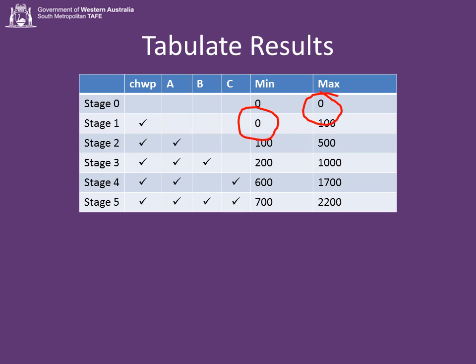Sometimes there's no overlap, such as here or here. I need to fix that. To fix it, I add 20-ish% to the maximum of the lower stage. In this case, I changed stage 0 max from 0 to 20. And I changed stage 1 max from 100 to 120. Now I've got a little bit of an overlap.